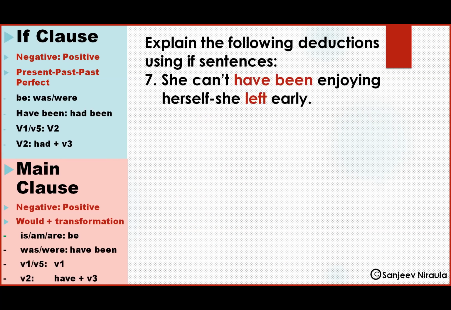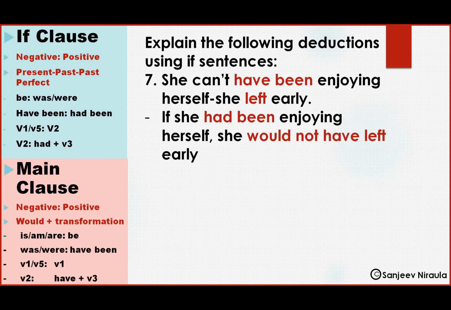She can't have been enjoying herself, she left early. She can't have been enjoying herself, that is negative, make it positive. Have been turns into had been, and left is verb 2, so therefore convert it into have plus verb 3. But she left early is positive, make it negative. And the answer is if she had been enjoying herself, she would not have left early.